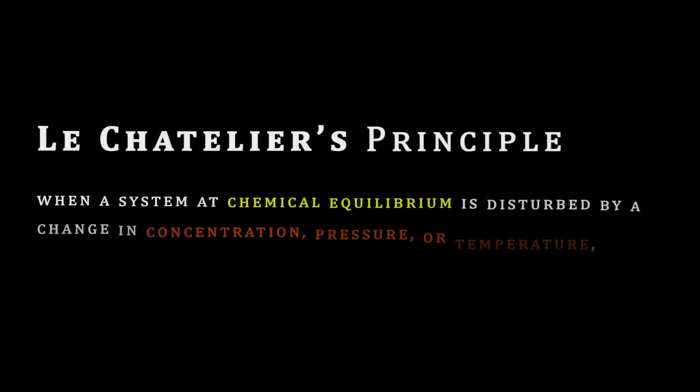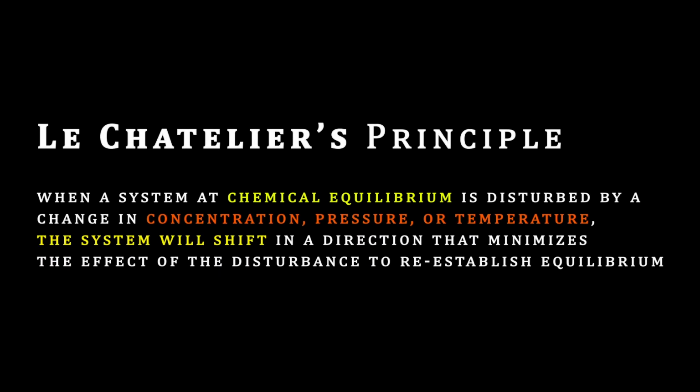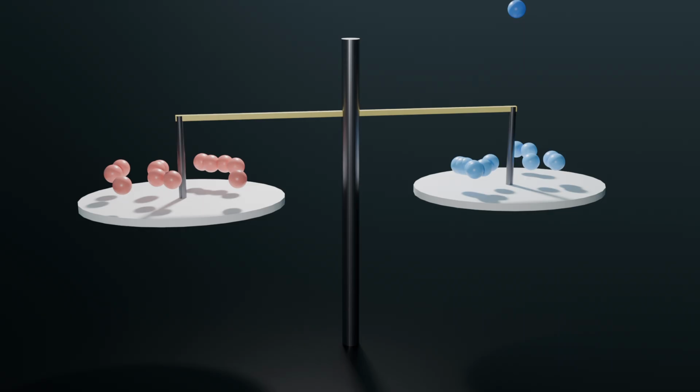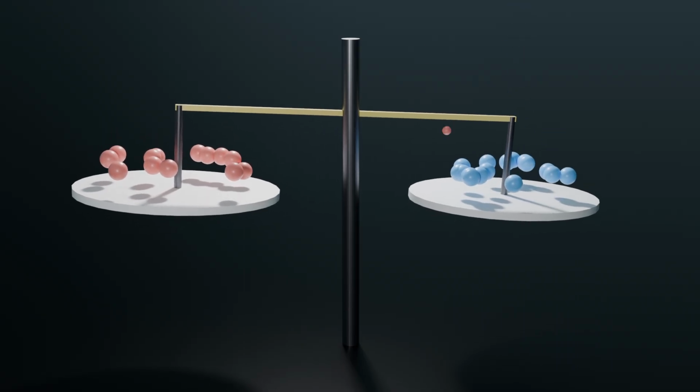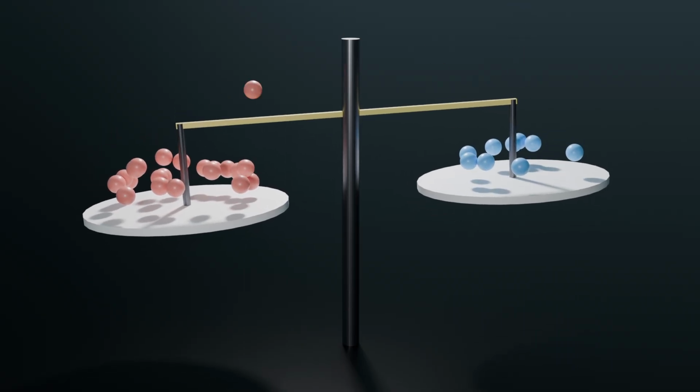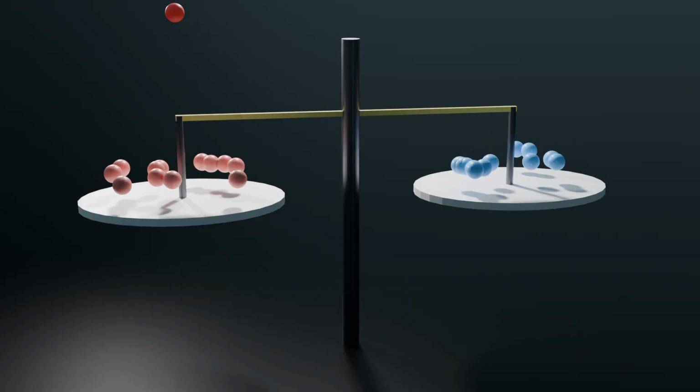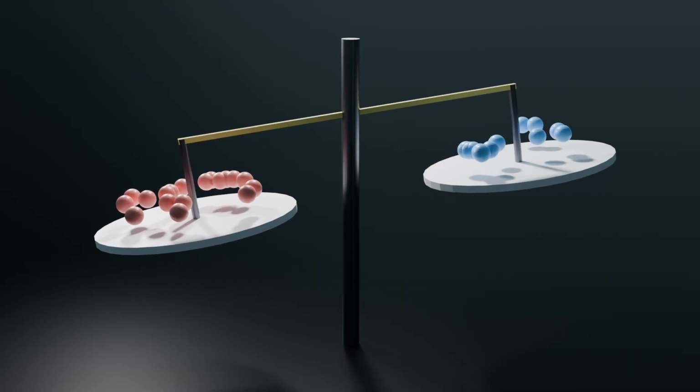This leads us to Le Chatelier's principle. When a system at equilibrium is disturbed by changes in concentration, pressure, or temperature, the system shifts in a direction that minimizes the effect of the disturbance. This restores equilibrium. For example, imagine a balance scale. If you add too many products, the system shifts toward the reactants. If you add too many reactants, the system shifts toward the products.